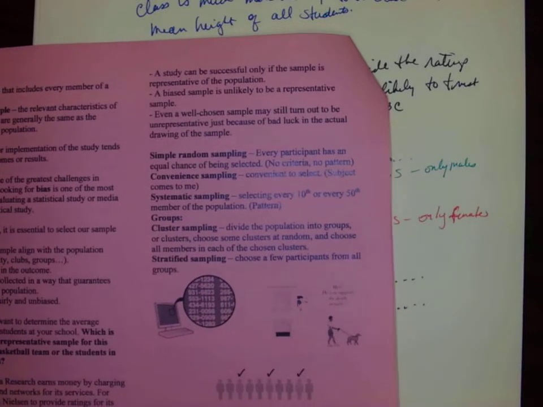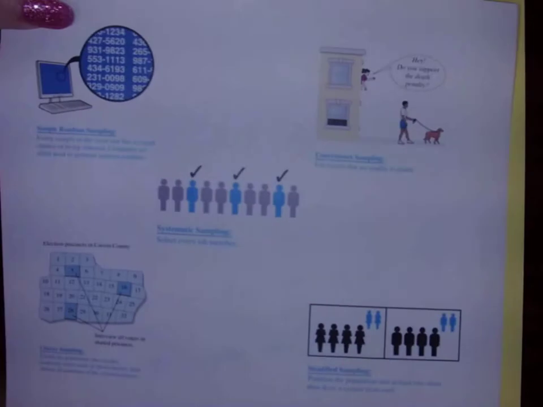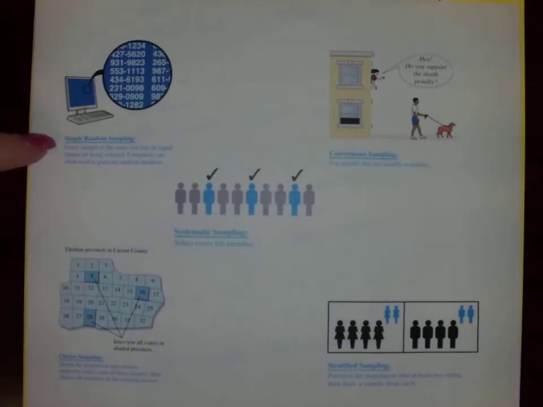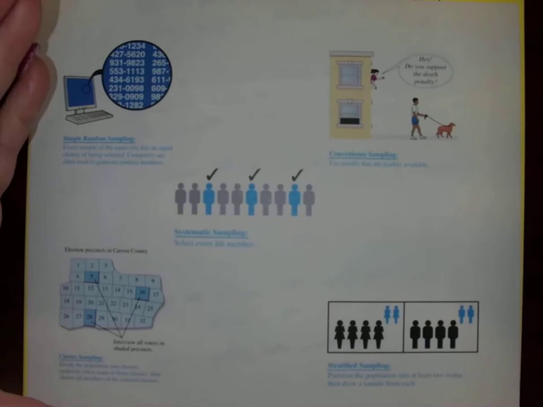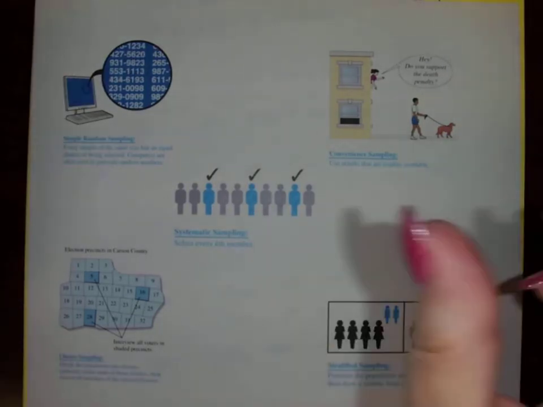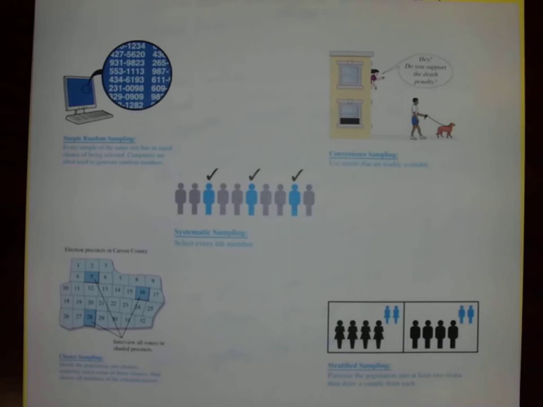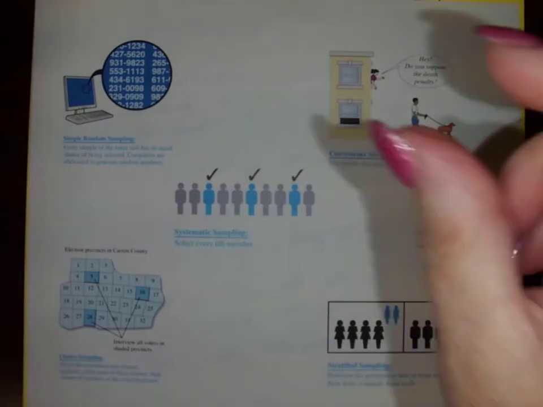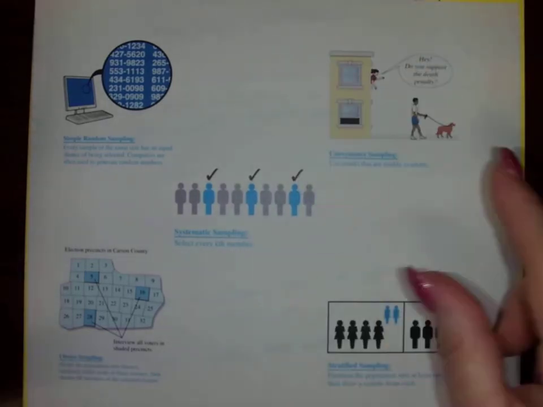All right, so let's look at a blown up picture of what we're looking at here on your handout. So this one's simple and random. Everybody's got an equal chance. You just simply randomly choose, right? It'd be like if everybody in our class and I took a bowl and I put all your names in there and I mixed it up and I randomly pick. That's a random sample. Everybody in the class had a chance of being chosen, and I randomly chose one.